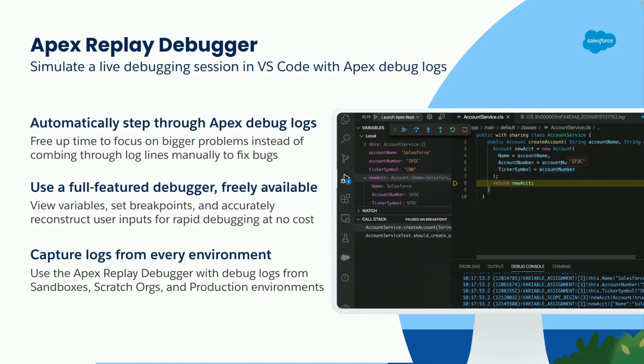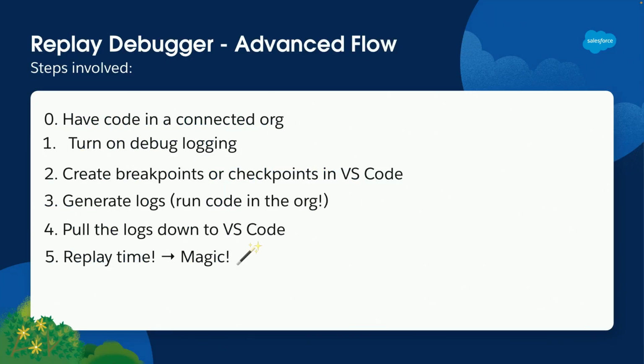Ken, will you help us understand this better? Yes, thanks, Ritam. The Replay Debugger works by doing a number of steps. These steps are that you need to have code in an org that you're connected to. You need to turn on debug logs for your user in that org. Then you need to create breakpoints or checkpoints in your code at the places that you want to inspect.